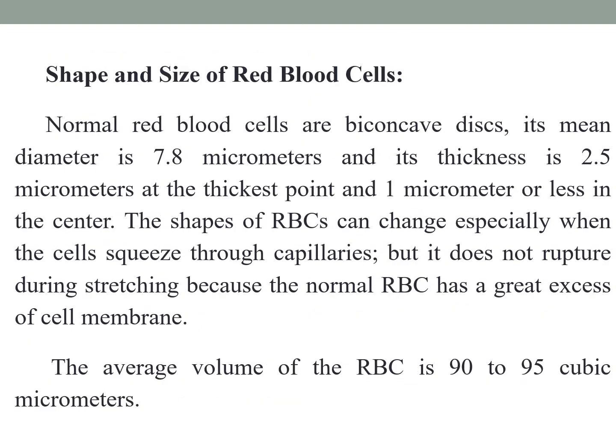Shape and size of the red blood cells. Normally the shape of the red blood cells is a biconcave disc. Its mean diameter is equal to 7.8 micrometer, and its thickness at the thickest point is equal to 2.5 micrometer, while at the center its thickness is equal to 1 micrometer or less.